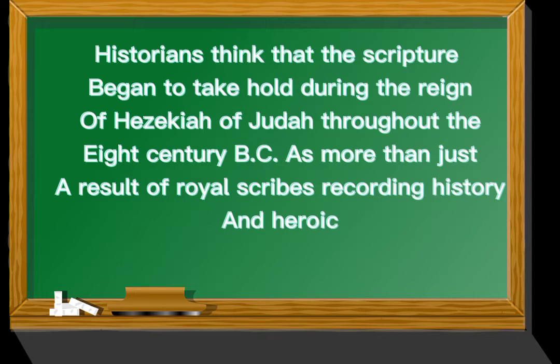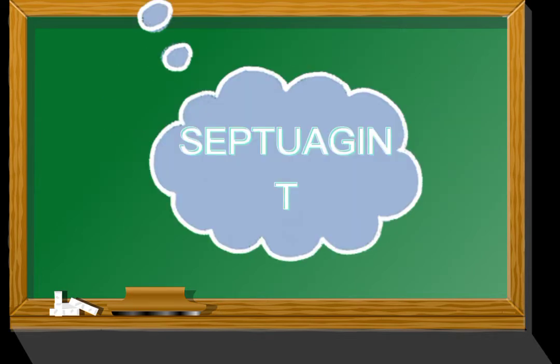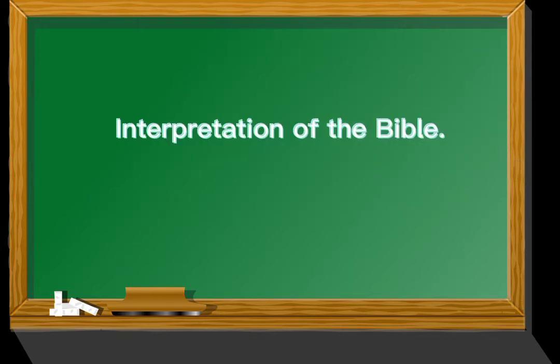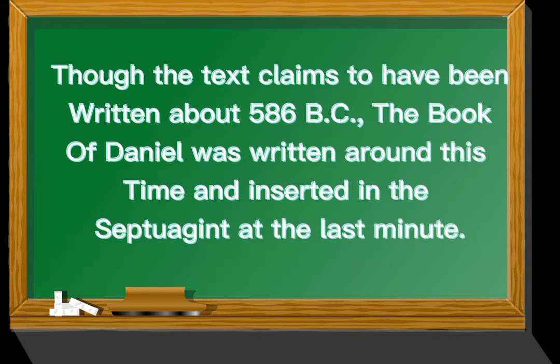Hezekiah. Historians think that the scripture began to take hold during the reign of Hezekiah of Judah throughout the 8th century BC, as more than just a result of royal scribes recording history and heroic tales. Septuagint. The Greek translation, known as the Septuagint, was begun at the request of King Ptolemy of Egypt to be used in the Alexandrian library. Early Christians in Rome employed the Septuagint interpretation of the Bible, though the text claims to have been written about 586 BC. The book of Daniel was written around this time and inserted in the Septuagint at the last minute.